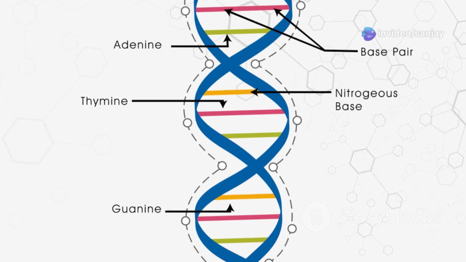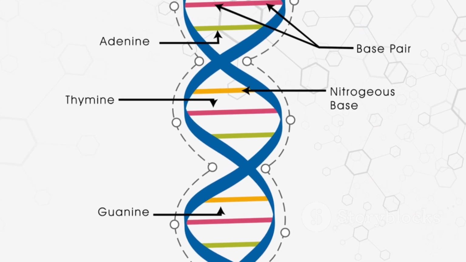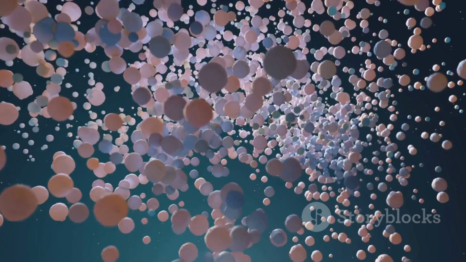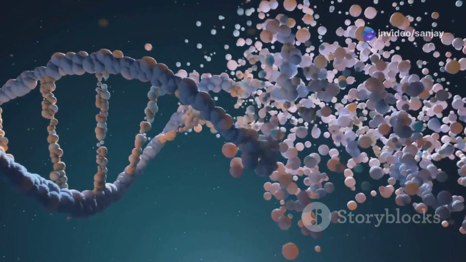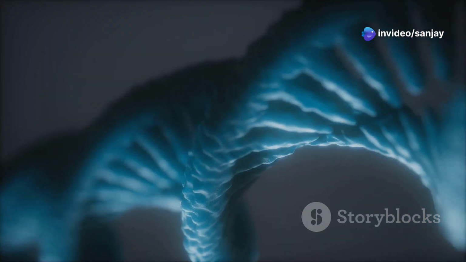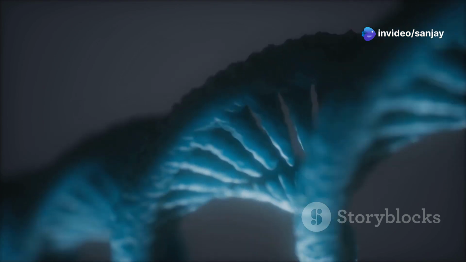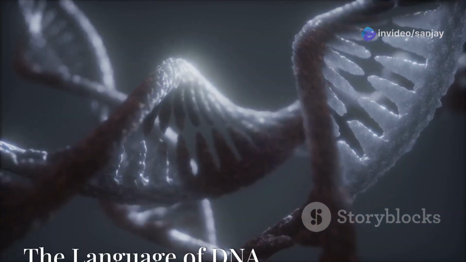These bases always pair up in a specific way, A with T and G with C. This complementary base pairing is essential for DNA replication and protein synthesis. It ensures that the genetic information is accurately copied and passed on to new cells.